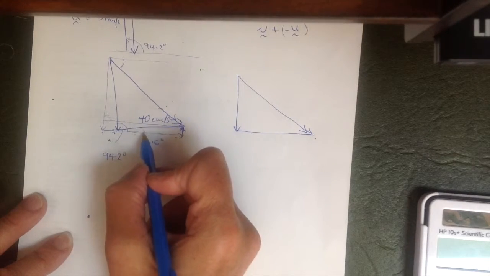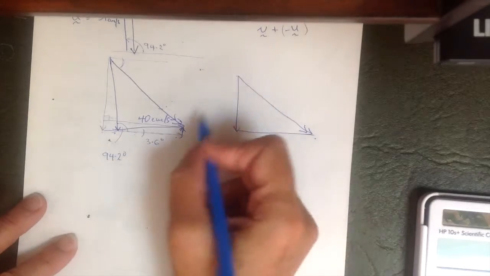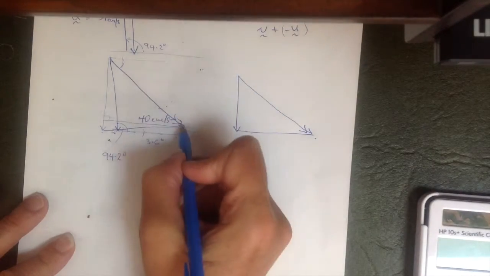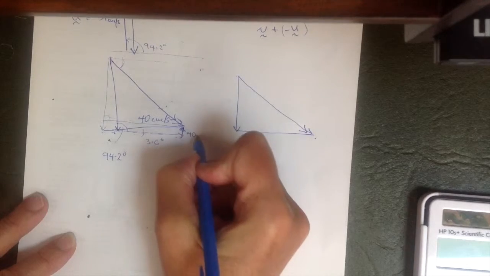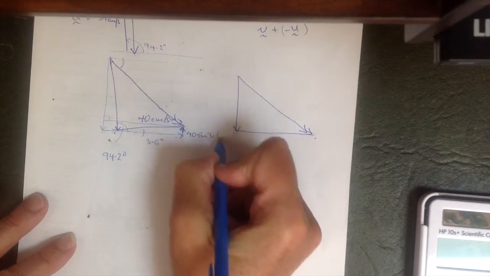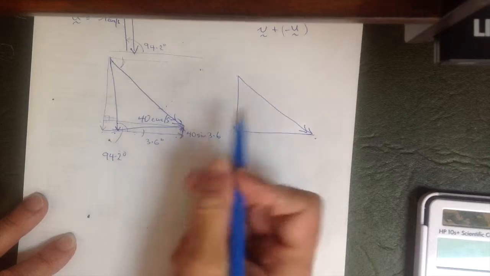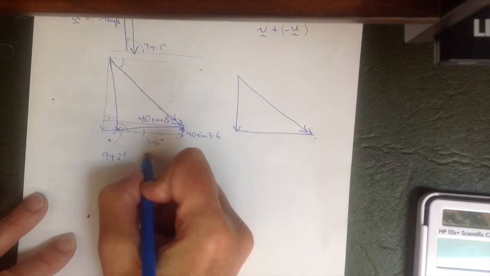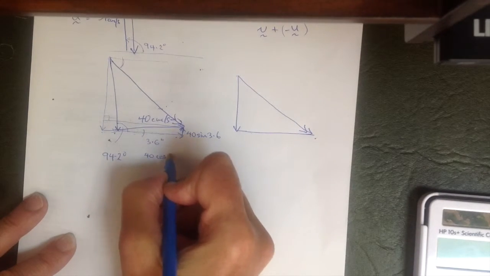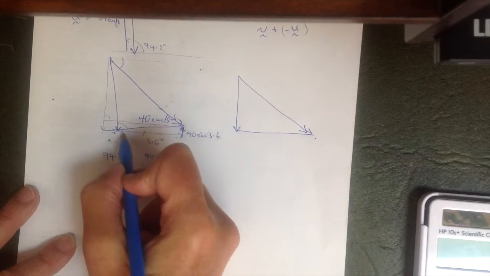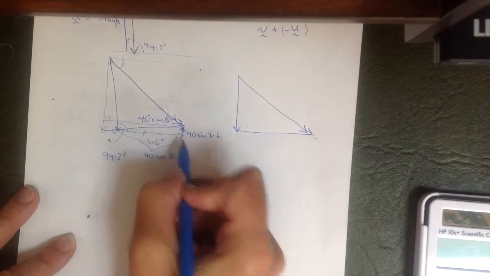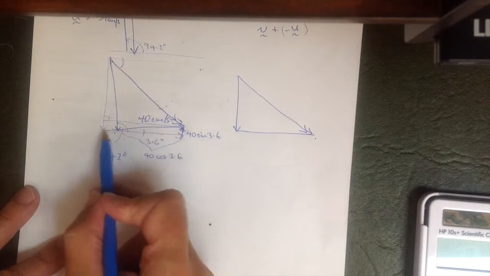So remember, that's 3.6 degrees in there. And remember that's 40 centimetres per second, so this is going to be 40 sine 3.6. And from here to here is going to be 40 cos 3.6. So that gives me that section there. And then I need to solve this triangle here.